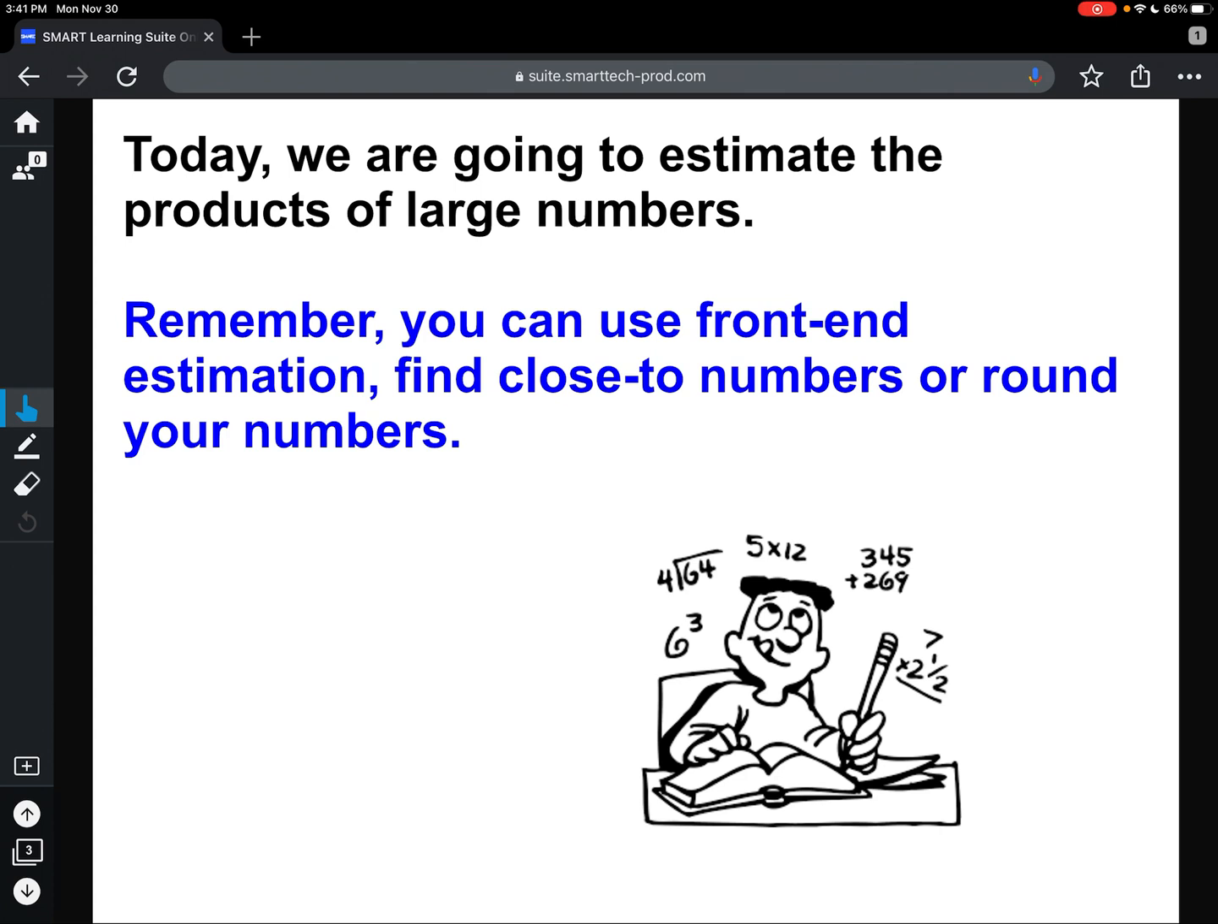Today, we're going to estimate products of large numbers. Remember, you can use front-end estimation, find close-to numbers, or round your numbers when we estimate. Estimating is a great strategy for being able to check our actual answers to make sure that they make sense. This is called checking to see if it's reasonable. That's what we're going to be doing today.